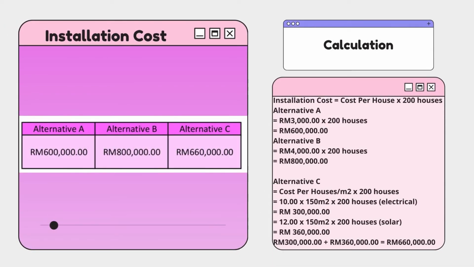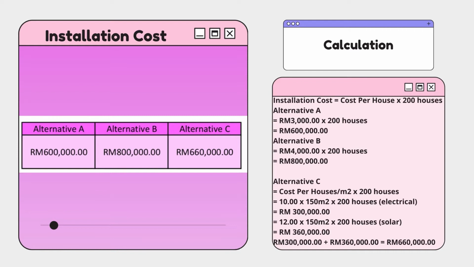Moving on, the installation cost. The installation cost for alternative A is 600,000 ringgit, alternative B is 800,000 ringgit, and alternative C is 660,000 ringgit. The calculation for the installation cost for alternative A and B is based on the cost per house multiplied by the number of houses, which is 200 houses.